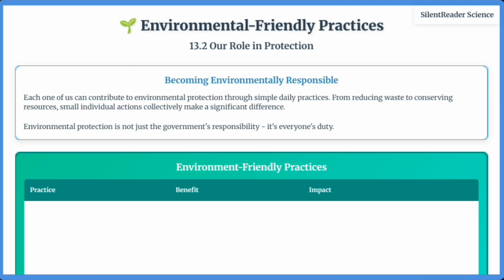Finally, let's discuss what each of us can do to protect our environment. Environmental protection is not just the government's responsibility, it's everyone's duty. Each one of us can contribute through simple daily practices. Carrying cloth bags when shopping reduces plastic waste. Switching off unused lights and fans saves electricity and reduces power plant emissions. Walking or cycling for short distances reduces fuel consumption and air pollution while improving our health. Using both sides of paper reduces paper waste and saves trees.